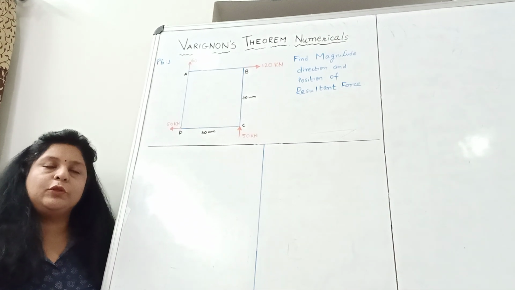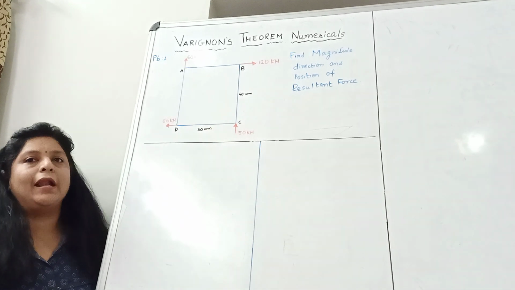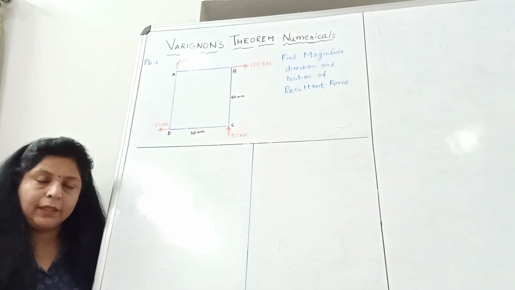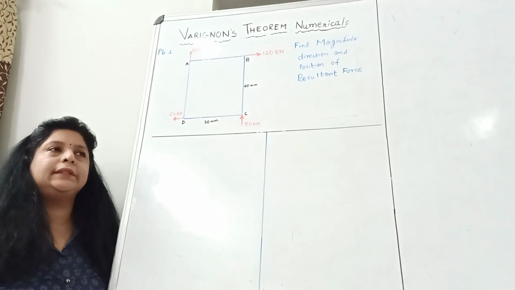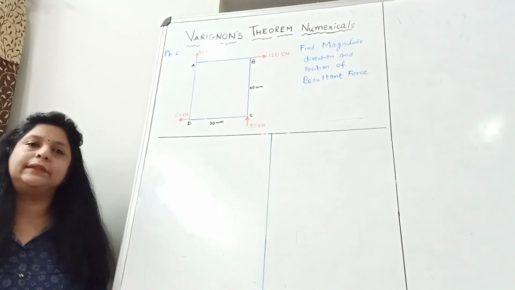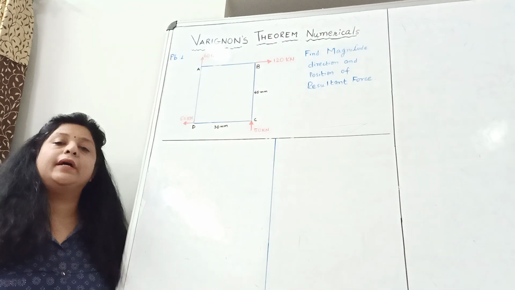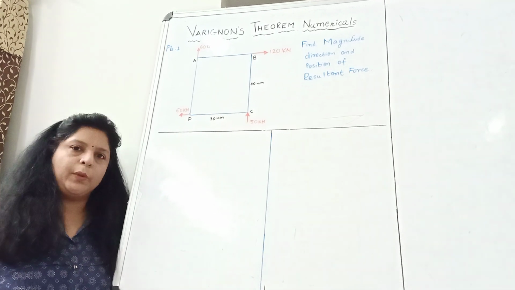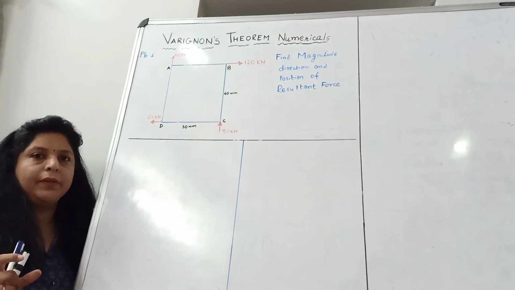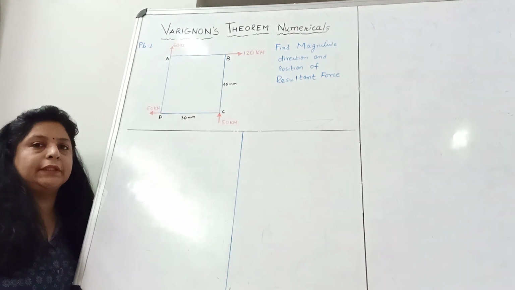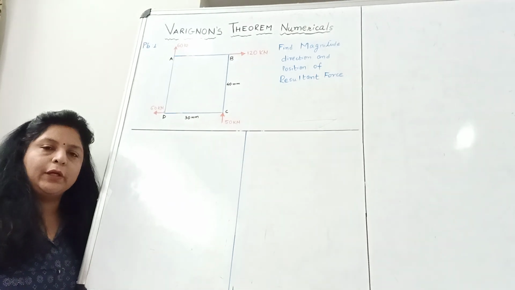Till now we were able to find out the value of the resultant force, that is the magnitude. We could find out the direction of the resultant, that is at what angle the resultant is acting, but we were unable to find out the position, that means at what particular distance the resultant is acting. So to find the position of the resultant, we have to use Varignon's theorem.